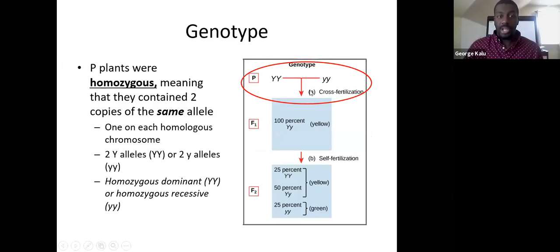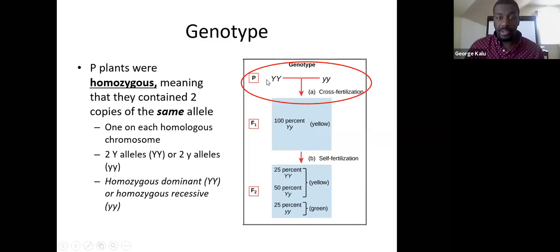Now we're going to classify these a little more specifically. When we look at these pea plants, the plants in our parent generation are both going to be homozygous. So again, we see big Y allele, and then little y allele, little y allele. Homozygous means you have two copies of the same allele. Each of these alleles is going to be found on a different homologous chromosome, so one of these comes from mom, and the other comes from dad. Same with this side over here.